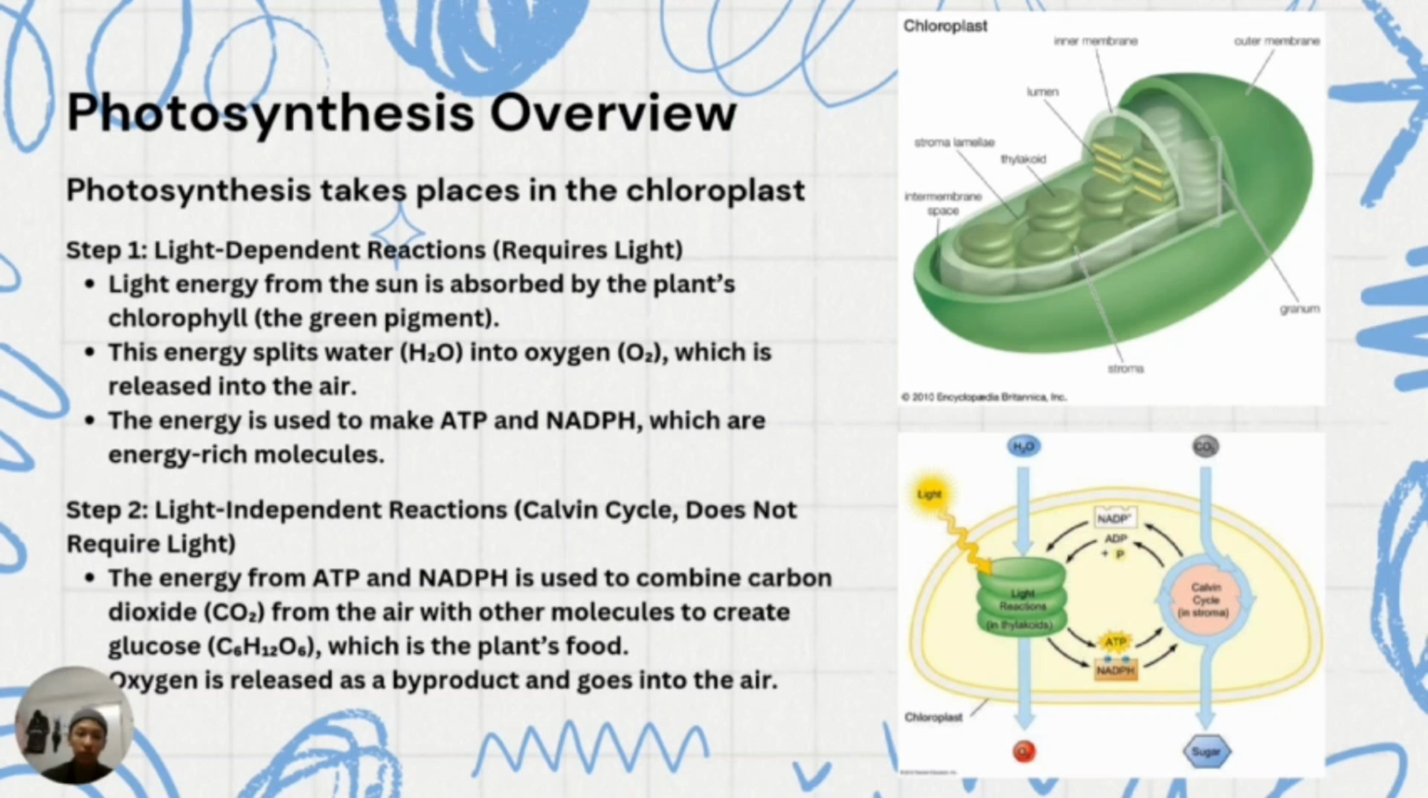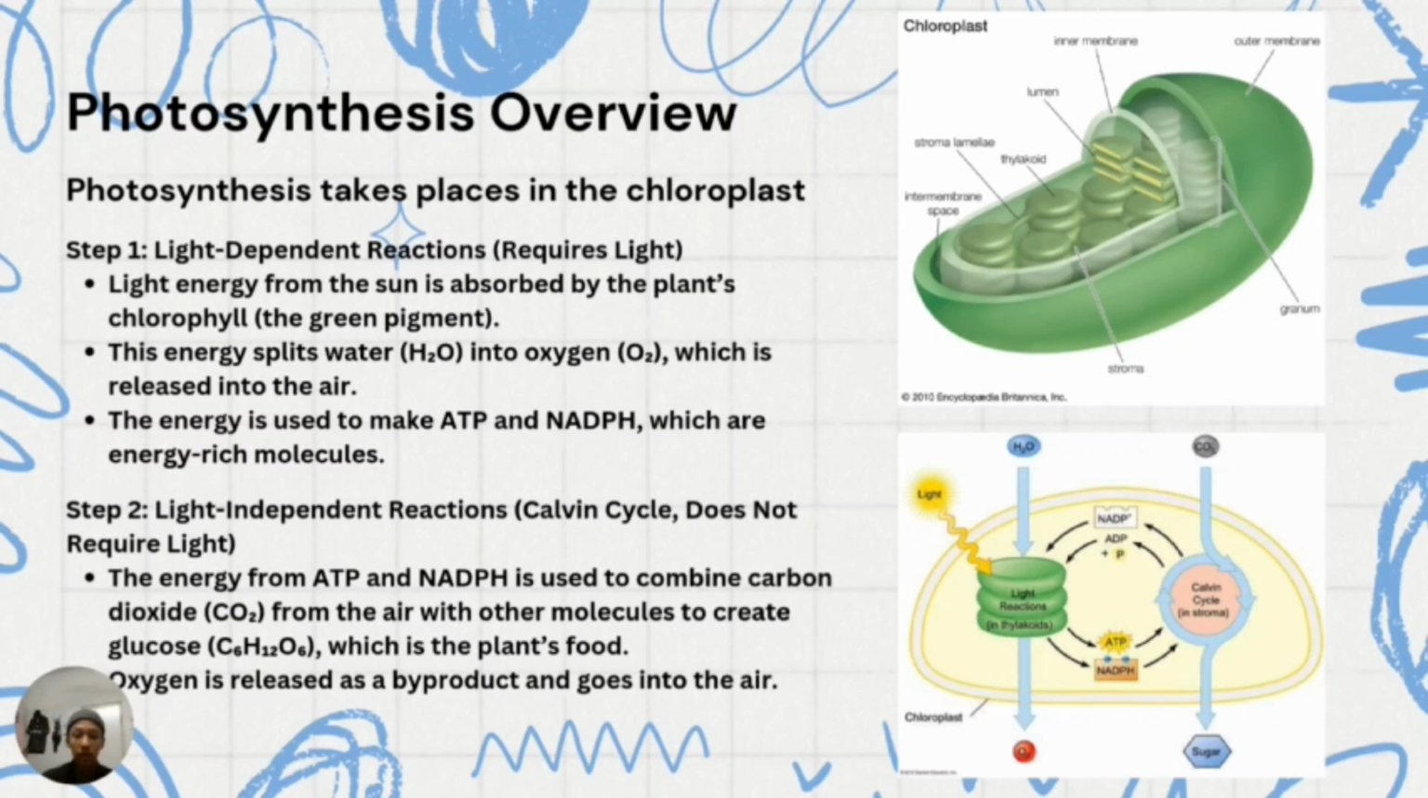Photosynthesis overview. Photosynthesis takes place in the chloroplast. First step, light-dependent reaction, requires light. Light energy from the sun is absorbed by the plant's chlorophyll, the green pigment. This energy splits water, H2O, into oxygen, O2, which is released into the air. The energy is used to make ATP and NADPH, which are energy-rich molecules.